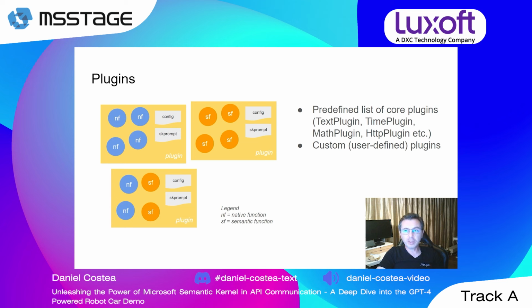Both semantic functions and native functions are implementing the ISKFunction interface. Therefore, they can mix together in the same plugin. In Semantic Kernel, there are core plugins like the text plugin, time plugin, math plugin, file IO plugin, HTTP plugin, and more. But we are not limited to them. Most of the time we are going to create our own plugins.